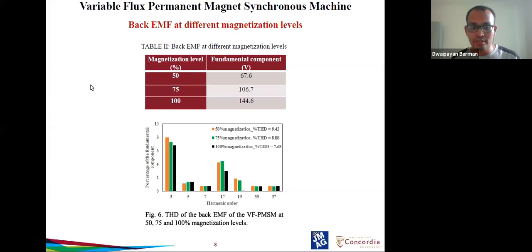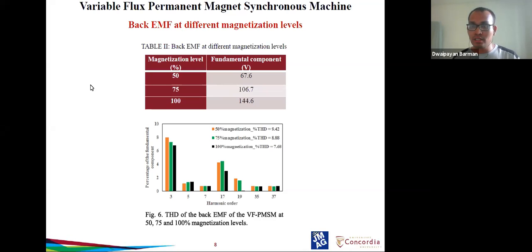And as we can see that as the magnetization level decreases, the THD of the back EMF increases, because as the magnetization level decreases, the fundamental of the back EMF decreases, and hence the THD of the back EMF increases.